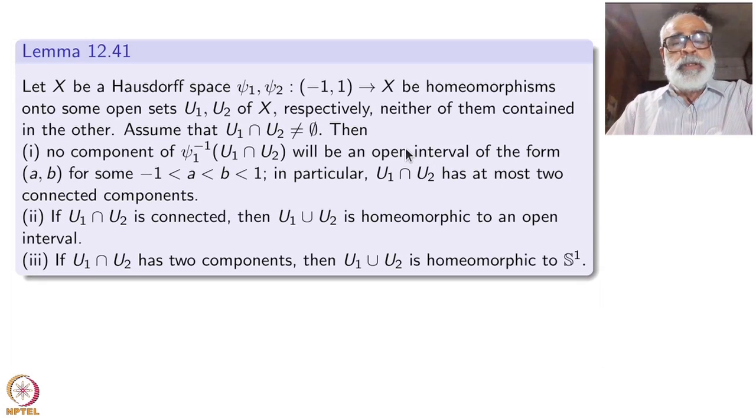Okay. Once you have proved this, this is obvious because connected components of U1 intersection U2 are in one-one correspondence with the connected components of psi 1 inverse of U1 intersection U2 inside the interval. See, this U1 and U2 is happening inside the topological space X. But here we have come to the open interval. So there you can see there are only these possibilities. At the most, you have two components. So this is the strongest thing we first have to observe.